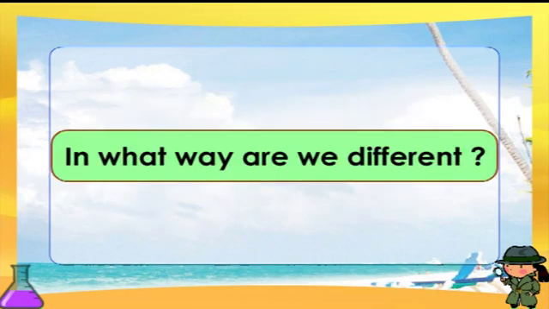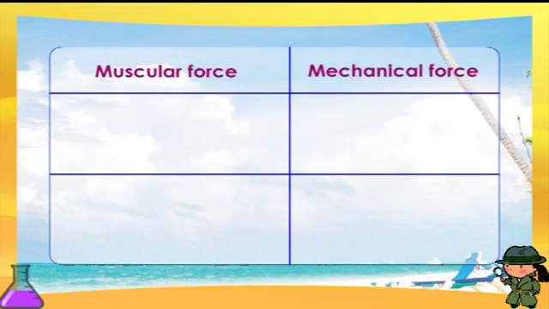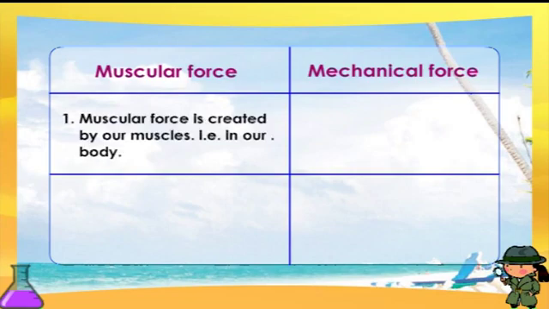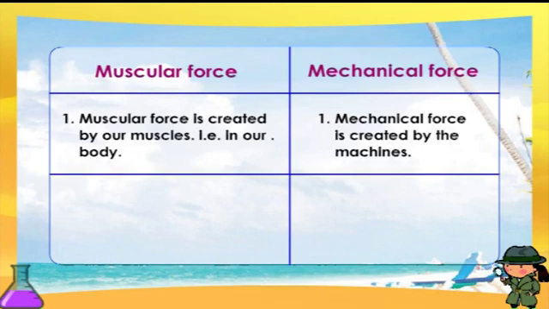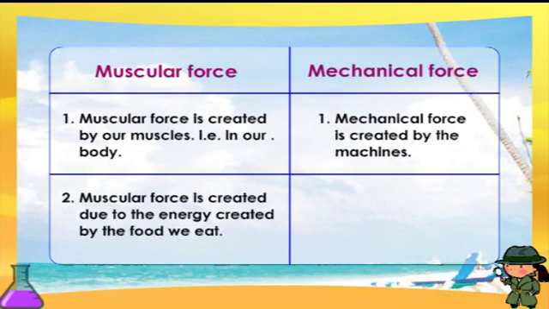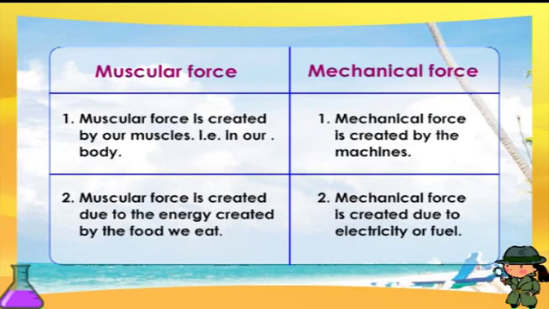In what way are we different? Muscular force and mechanical force. Muscular force is created by our muscles. Mechanical force is created by the machines. Muscular force is created due to energy created by the food we eat. Mechanical force is created due to electricity or fuel.